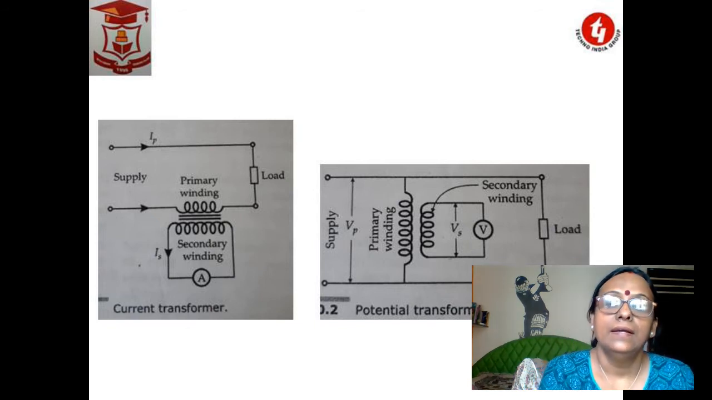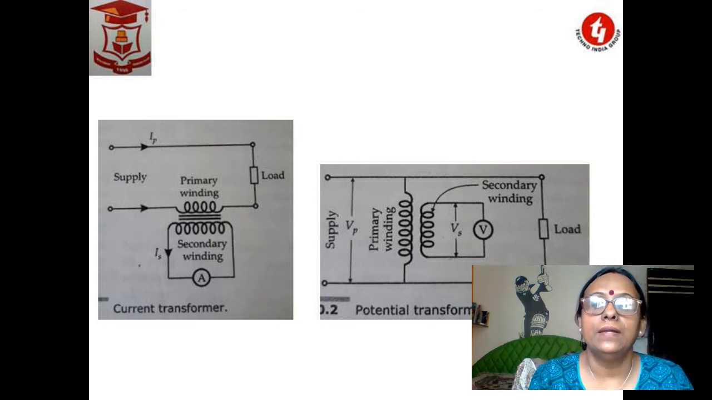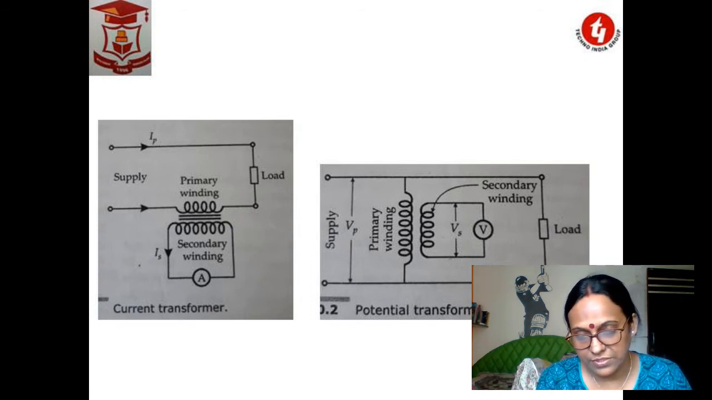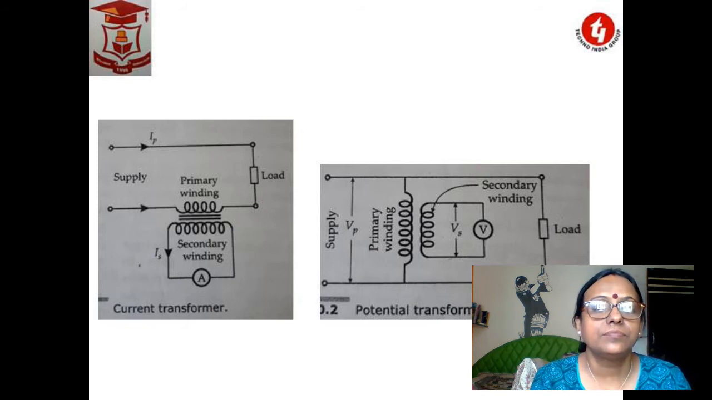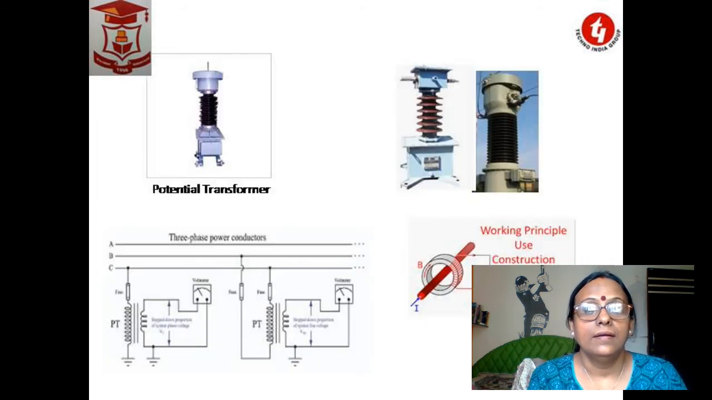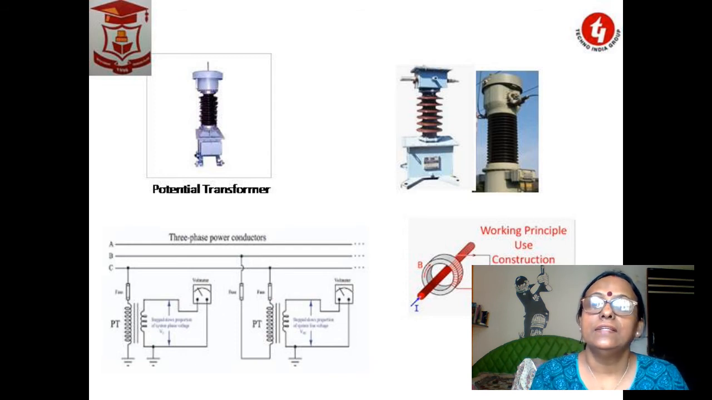In potential transformer, we want to measure the voltages. So primary winding is connected across the supply phase and neutral, right? And the secondary winding is connected to a voltmeter. So actually it's stepping down the voltages. And here we can see the actual figure of potential transformer and current transformer.